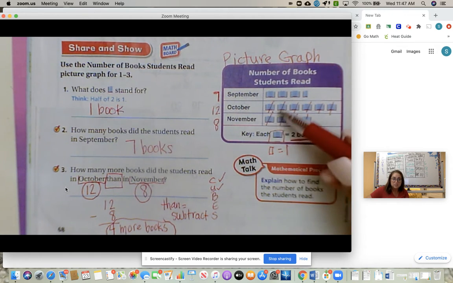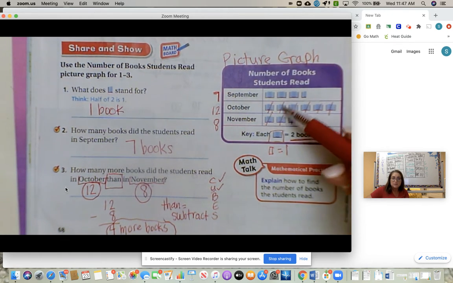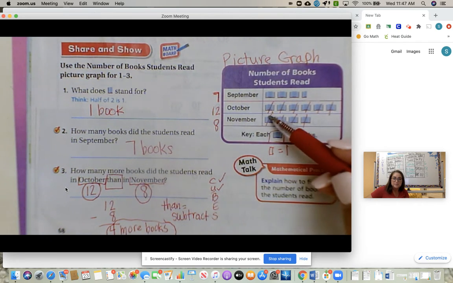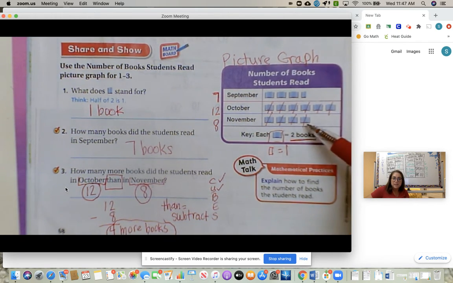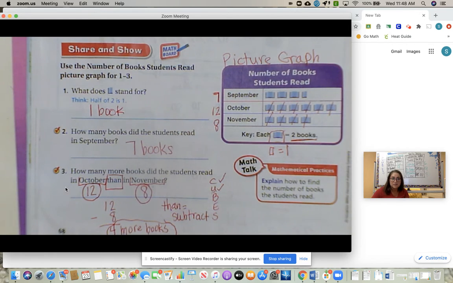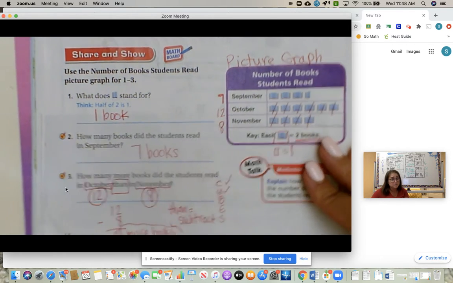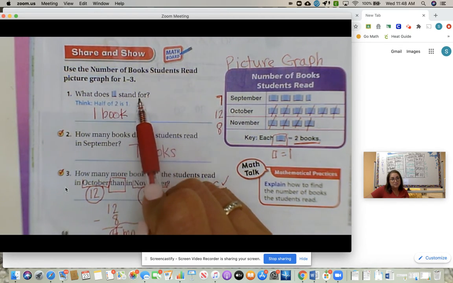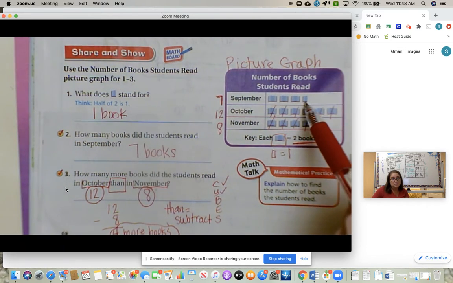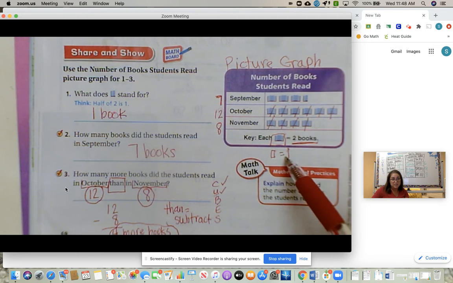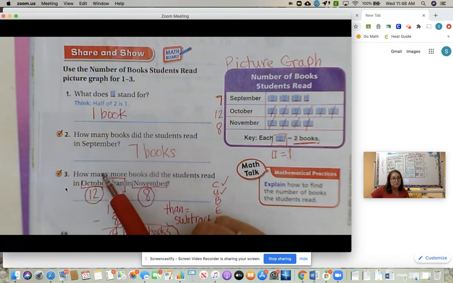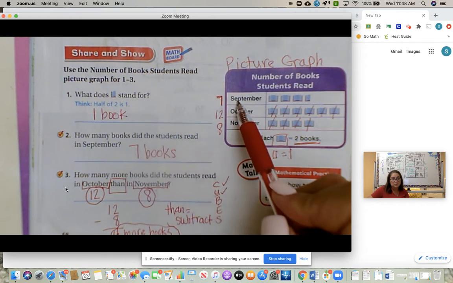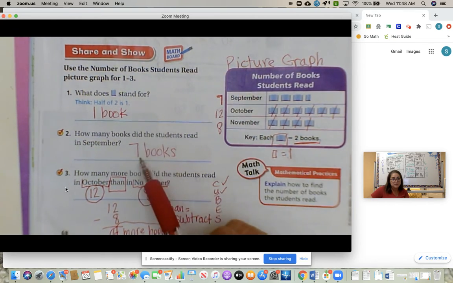October. And I crossed it out to make it easier. So 2, 4, 6, 8, 10, 12. November. 2, 4, 6, 8. Right there. Now let's answer the questions. I'm sure it'll be really simple. What does half a book stand for? What do we say half a book stands for? 1, right? 1 book. How many books did the students read in September? Oh, go to September. We said 7. 7 books.